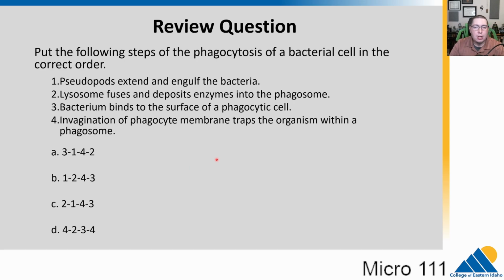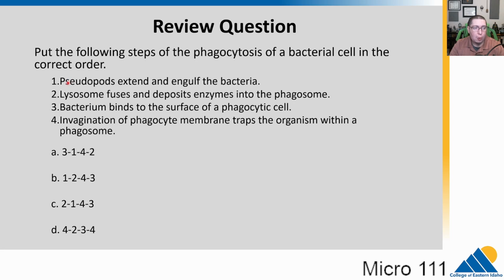Okay, so the best way to go about this is finding what would be the first step. So we have the pseudopods extend. That's midway through, right? Lysosomes fuse and deposit enzymes. That's still like in the middle. This is early on. So if we look here, bacterium binds to the surface of the phagocytic cell. That would be the first step here, right? We got to bind to it and recognize it.